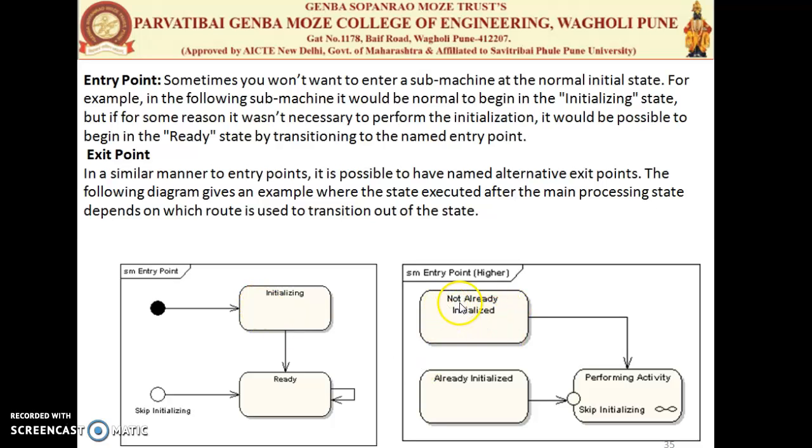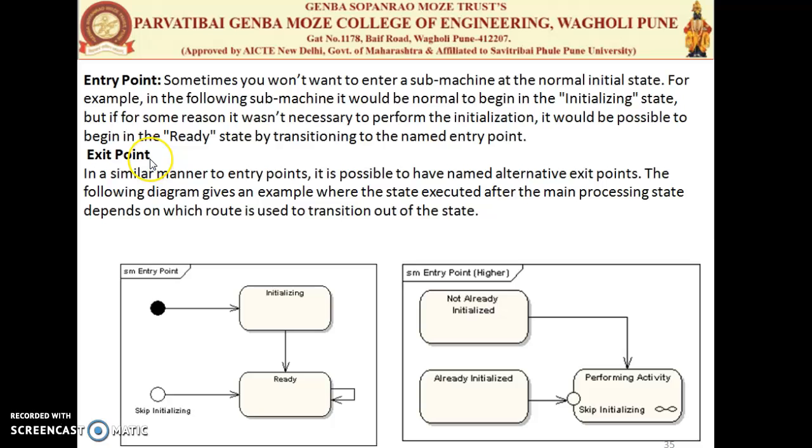You can see here there is already initialized. If something is already initialized, the second time you don't go for the initialization, you directly start performing the activity. So you can see here the open symbol, that is nothing but skipping the initialization, and that is your entry point. Same as exit point.